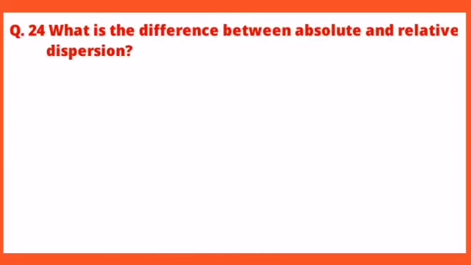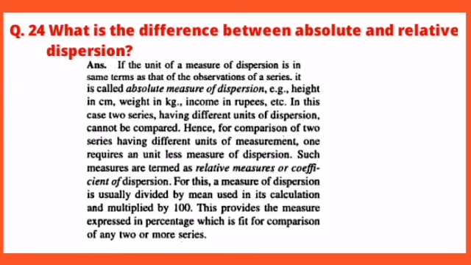Question 24. What is the difference between absolute and relative dispersion? Answer. If the unit of a measure of dispersion is in the same terms as that of the observations of a series, it is called absolute measure of dispersion. For example, height in centimeters, weight in kilograms, income in rupees, etc. In this case, two series having different units cannot be compared.